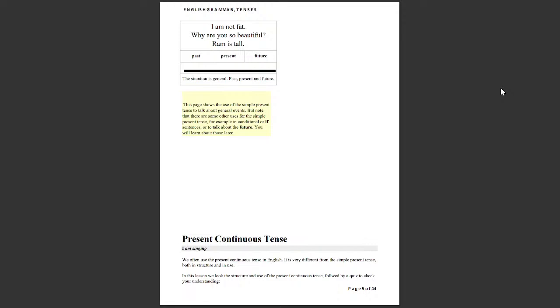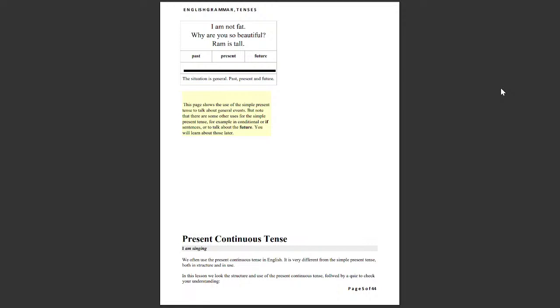The situation is general. For every time it is general, right? I'm not fat. It's general. Why are you so beautiful? Ram is tall. So this is a general situation. So it's like past, present and future tense.